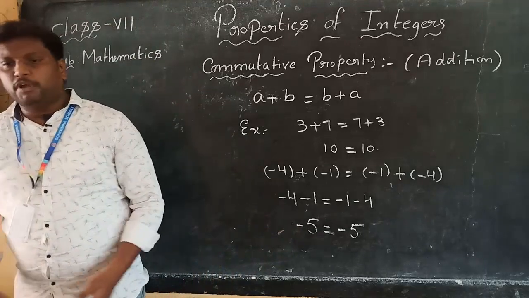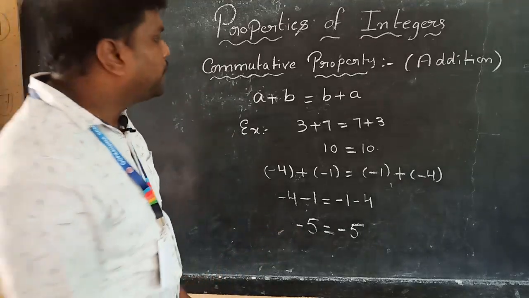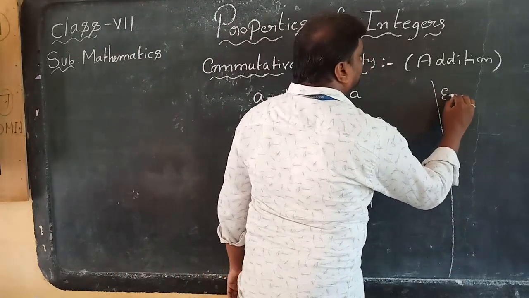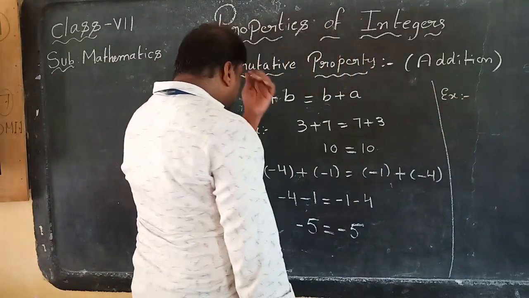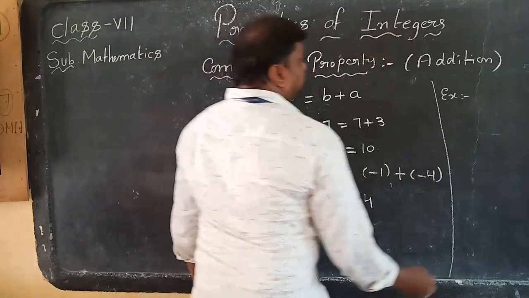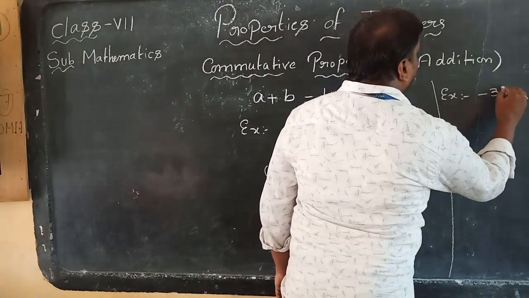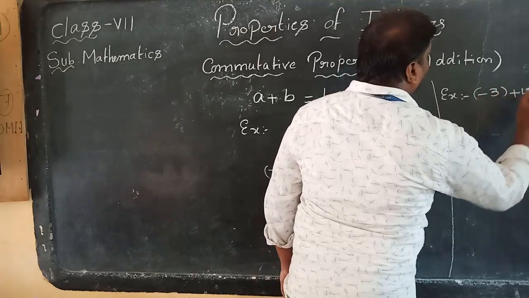Like that, one more example I will take. One positive integer, one negative integer. Example 3, one positive integer. Let an example, minus 3 plus 4.